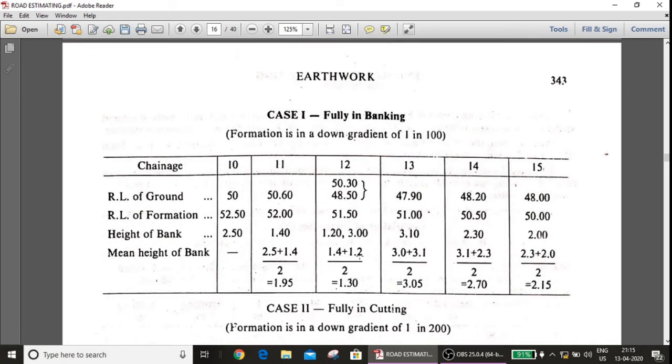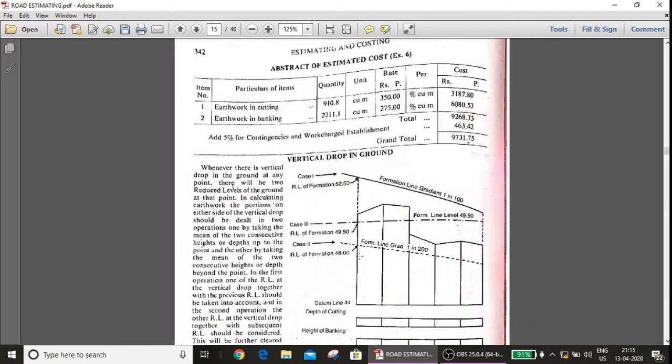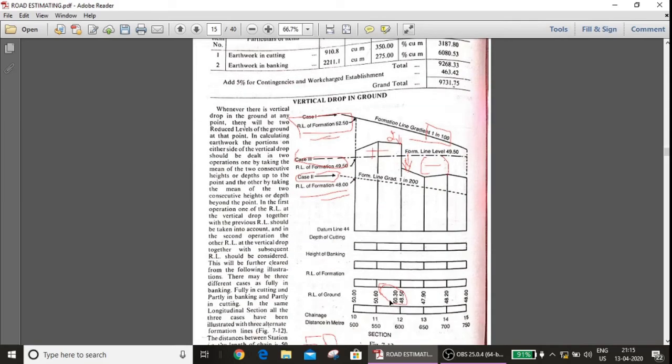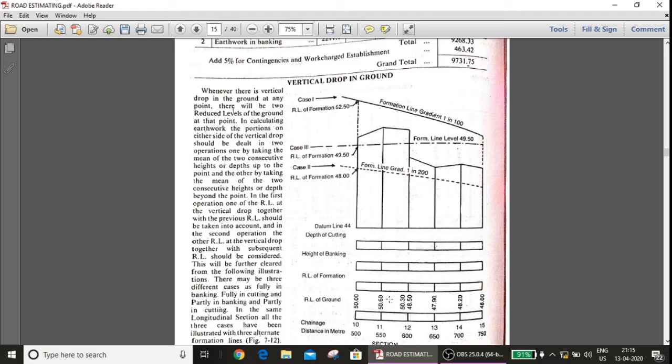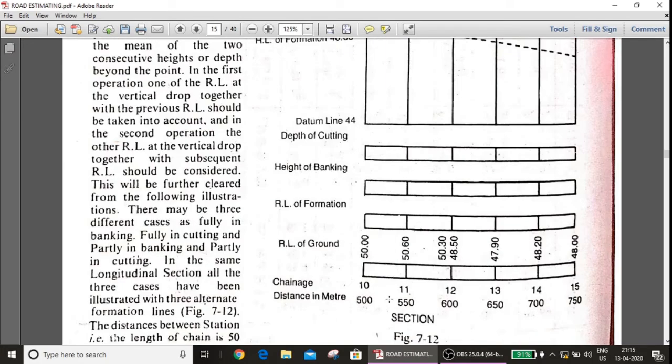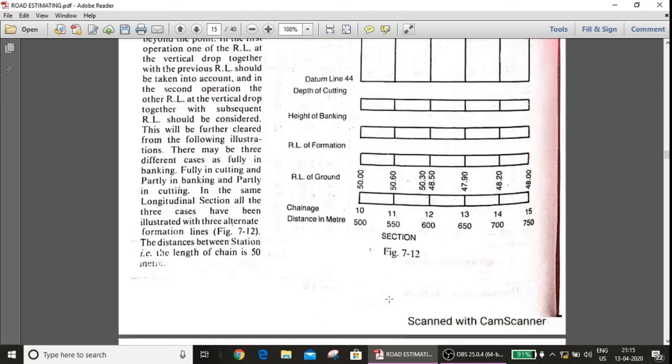So now first one, case 1. Please students, remember this diagram, or take a screenshot of this on your mobile, or I'll share the PDF also. Take the screenshot of this diagram so that understanding will be easy. Now we will go to the problem.